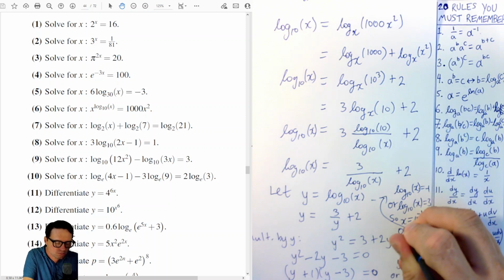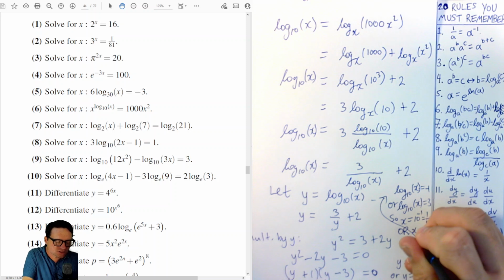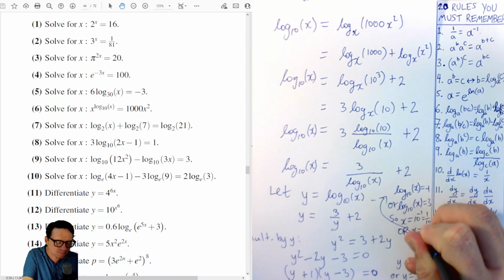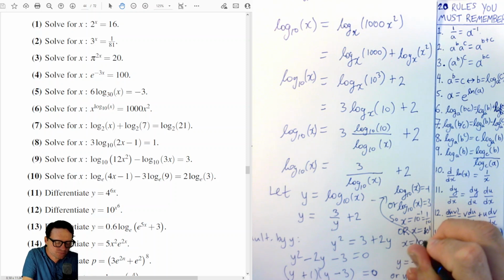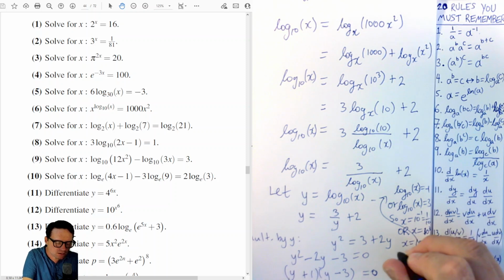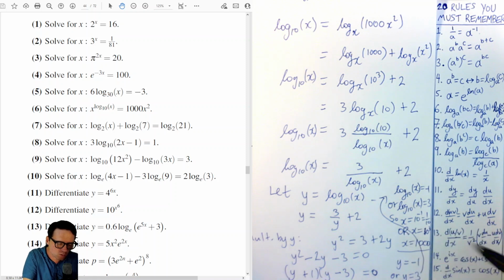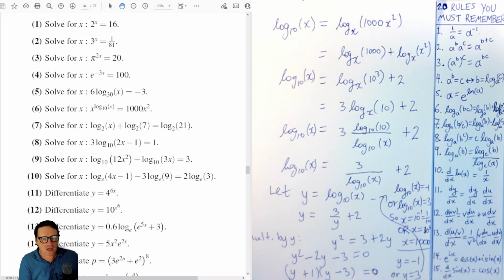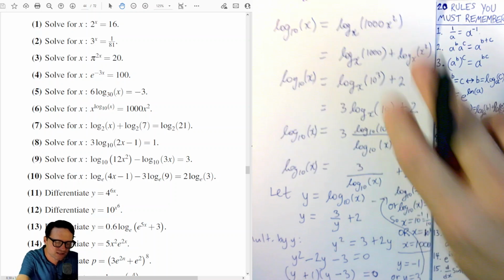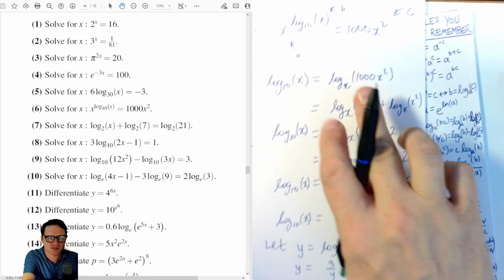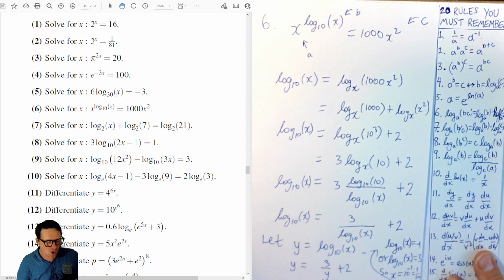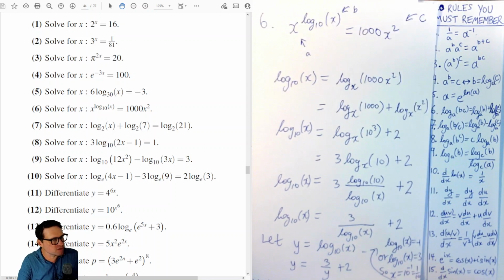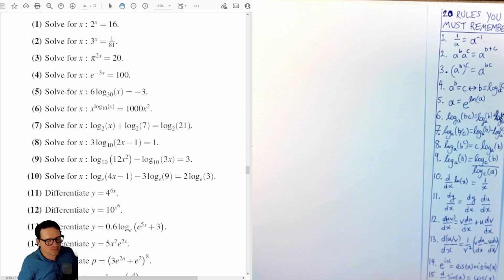Or x is equal to 10 to the power of 3, which is 1,000. Okay, so we've got 1,000 or 1/10. And you can take these two answers and sub them back into the original equation and check that it works. It will work. Okay, well that was a tricky one. Let's move on to an easier one in question 7.